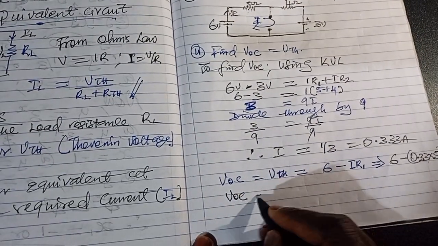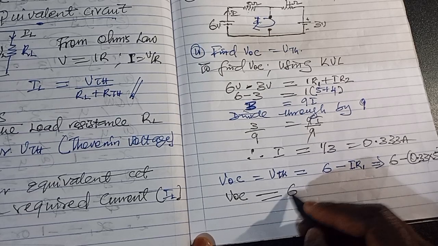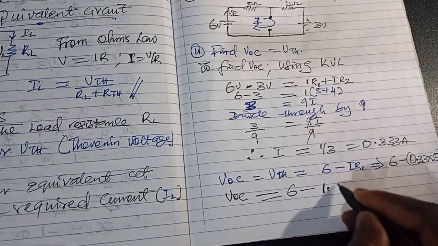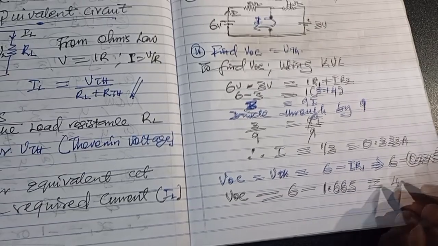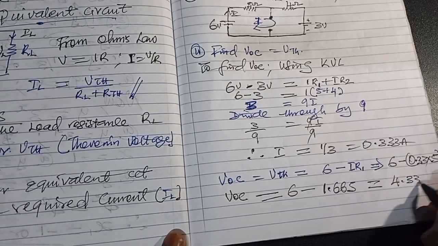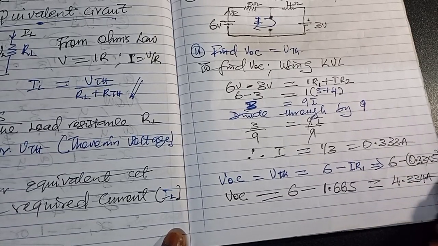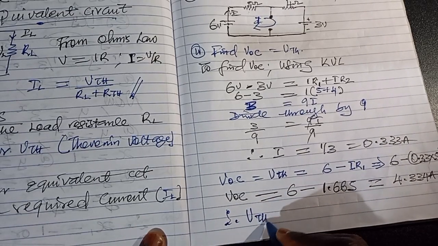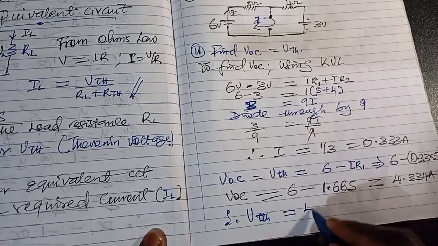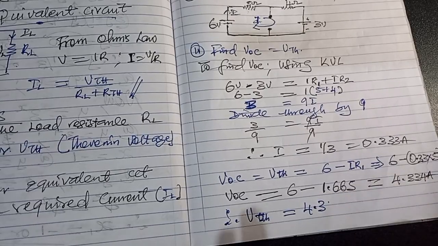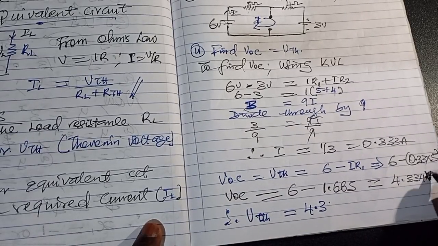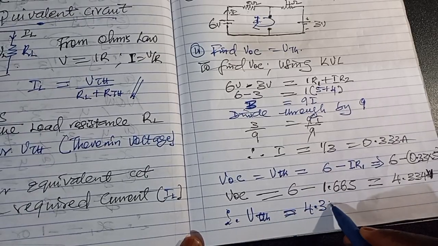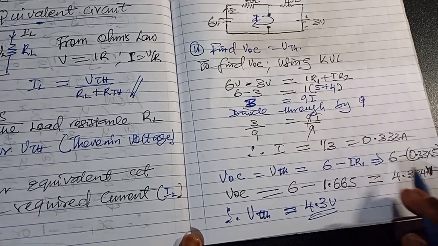Therefore, VOC is equal to 6 minus 1.665. This will give 4.334 volts. Therefore, VTH is equal to 4.3 volts approximately.